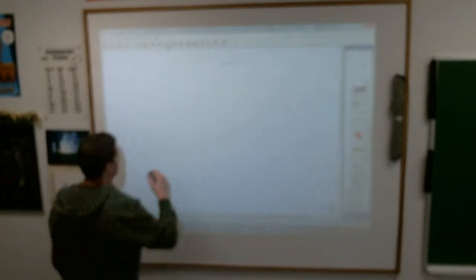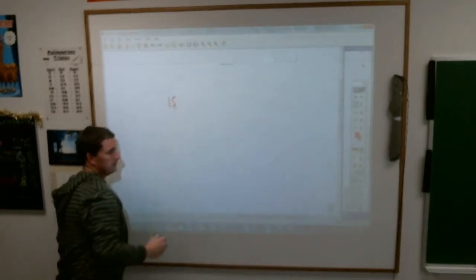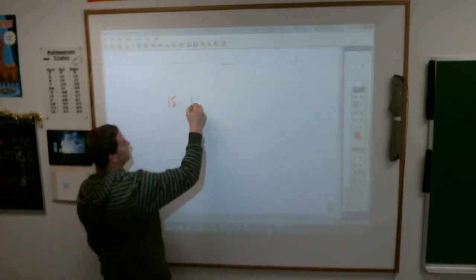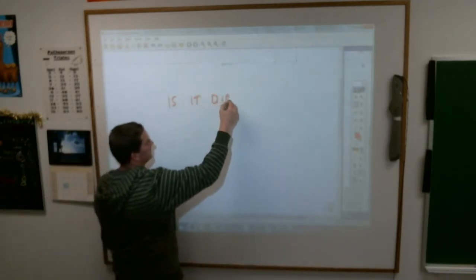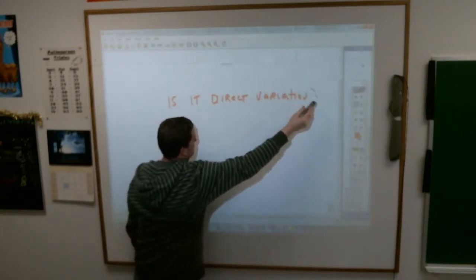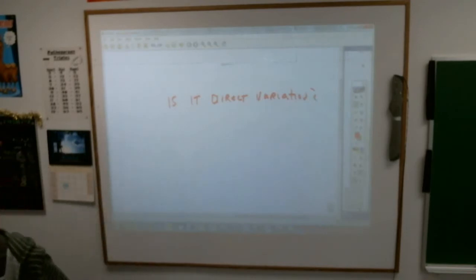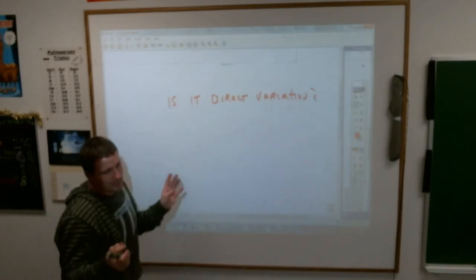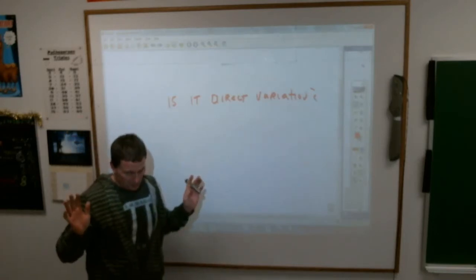The question they ask in example 1 is, which of these is direct variation? Is it direct variation? That's the question. Look at example number 1. Letter A says, a taxi company charges $3 to start the ride plus $2 per mile. That's usually what happens when you ride a taxi. Why would a taxi company charge you $3 no matter what?